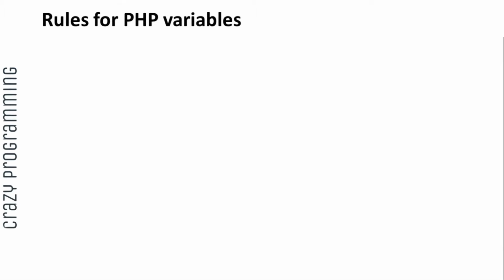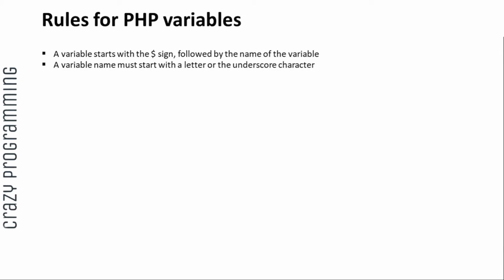Now we will understand the rules for PHP variables. Number one, a variable starts with a dollar sign followed by the name of the variable. The second thing is the variable name must start with a letter or the underscore character, as I told you. And number third, a variable name cannot start with a number. We can't start a variable name like dollar, any name, with a number. These are the rules.